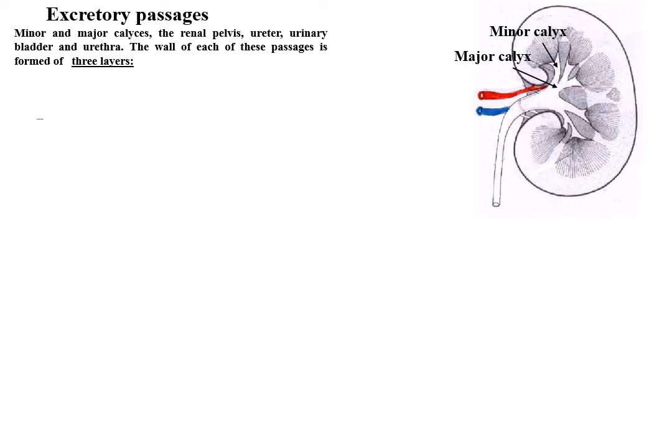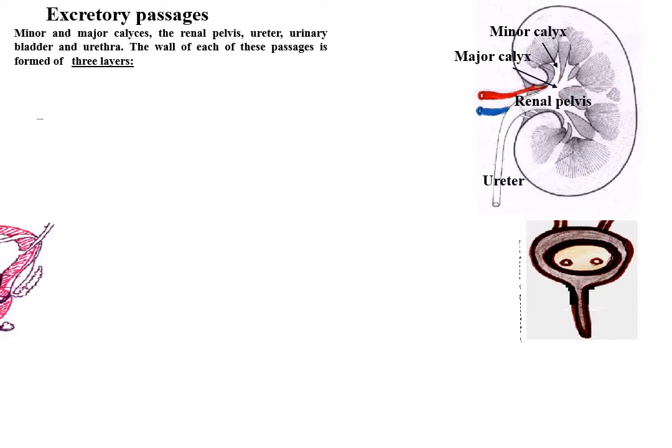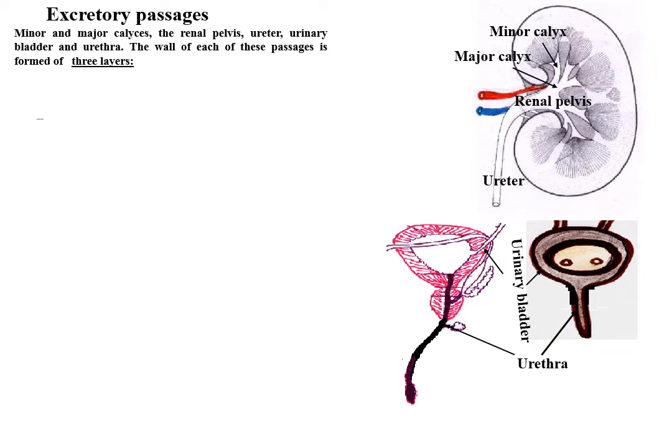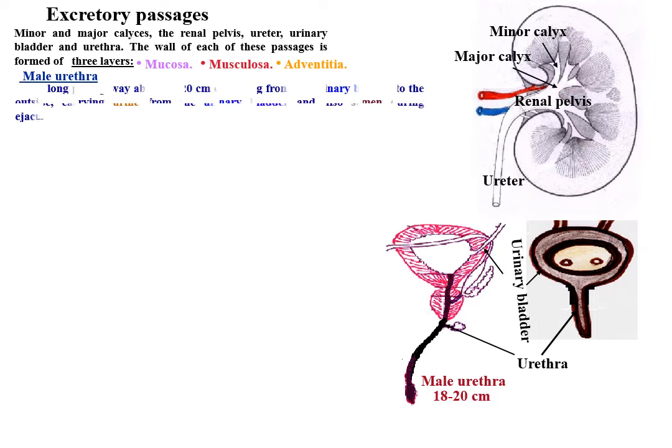Excretory passages. These are the minor and major calyces, the renal pelvis, ureter, urinary bladder, and urethra. The wall of each of these passages is formed of three layers: mucosa, musculosa, and adventitia. Urethra. Male urethra is a long passage, about 18 to 20 centimeters, extending from the urinary bladder to the outside, carrying urine from the urinary bladder and semen during ejaculation.